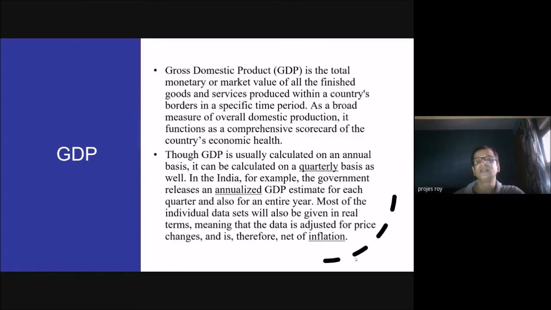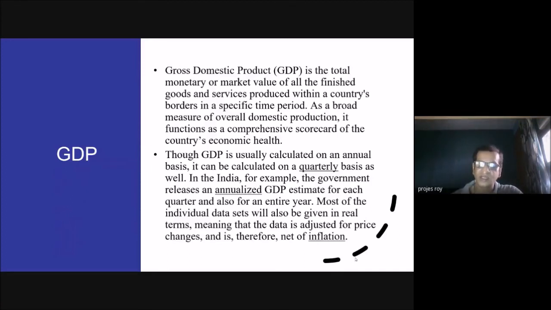If you compare the GDP of Japan or China, it is much ahead of India, because their society is a more knowledge-based, informed society. They have a very good infrastructure, information infrastructure. Now here, gross domestic product is the total monetary market value of finished goods and services produced within a country's borders in a specific time period. As a broad measure of overall domestic production, it functions as a comprehensive scorecard of the country's economic health.